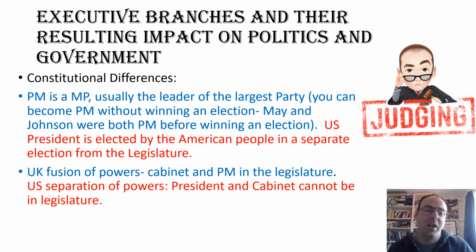So the Prime Minister is an MP, usually the leader of the largest party, and one of the weird things this means in the UK is you can actually become Prime Minister without winning an election. So May became Prime Minister before she won an election. Johnson became Prime Minister before he won an election. Brown became Prime Minister without winning an election and then lost one. So he was Prime Minister for a period of time but never actually won an election.